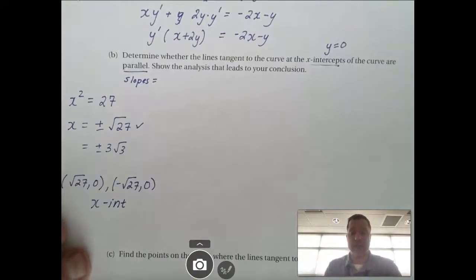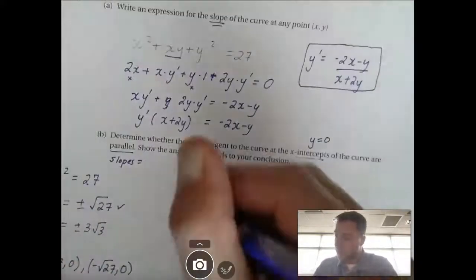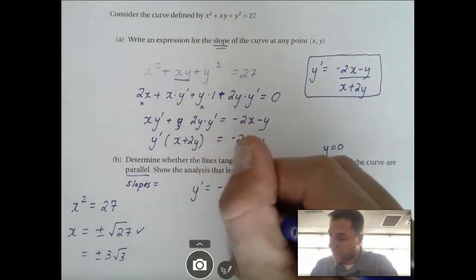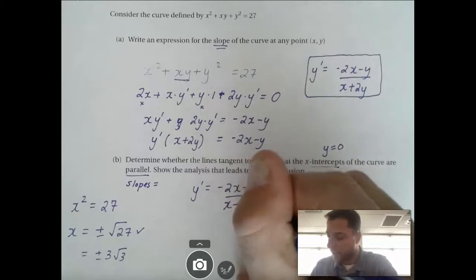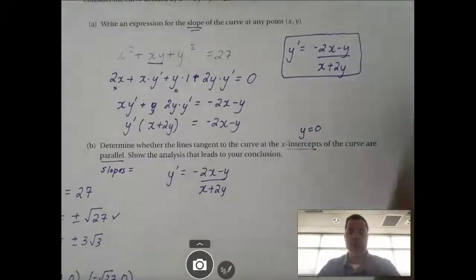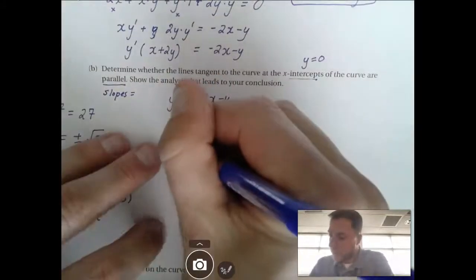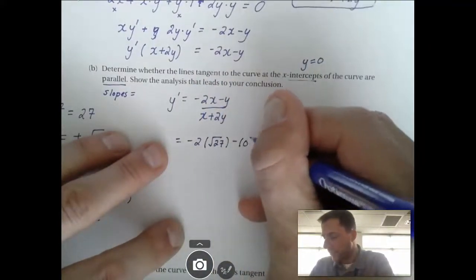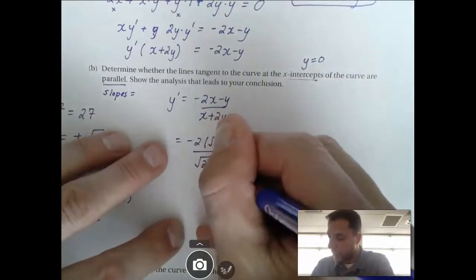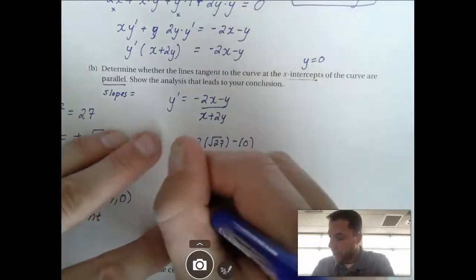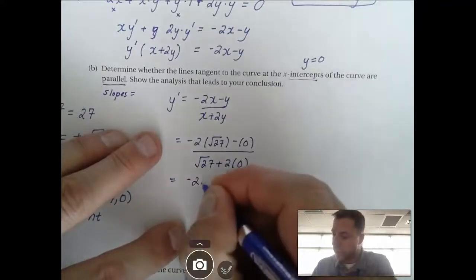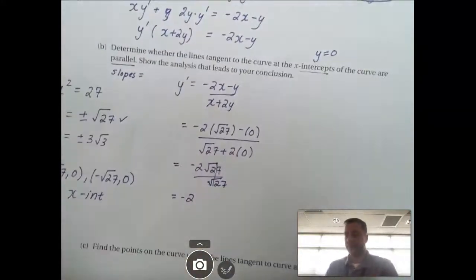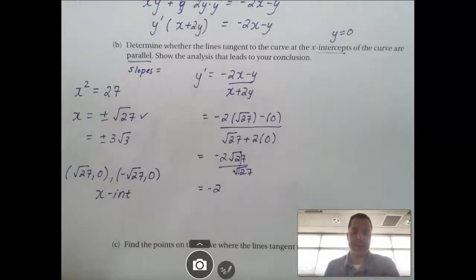So what I need to do now is find the slopes at each of those points. And so we're going to use our derivative. We know y prime is equal to negative 2x minus y over x plus 2y. So wherever x is, we're putting root 27, and wherever y is, we're putting 0. So we have negative 2 times the square root of 27 minus 0 over root 27 plus 2 times 0, which gives me negative 2 root 27 over root 27, which gives me negative 2. So the slope of the tangent line at root 27, 0 is negative 2.